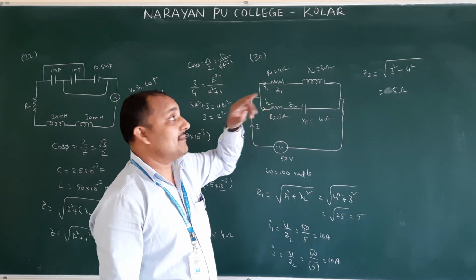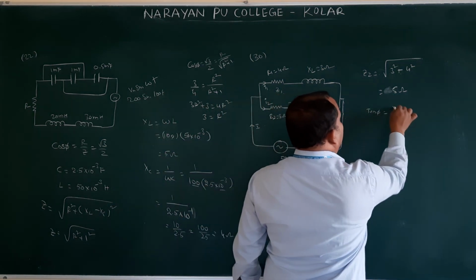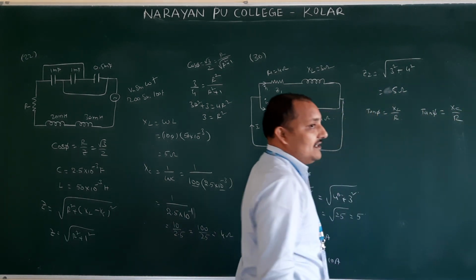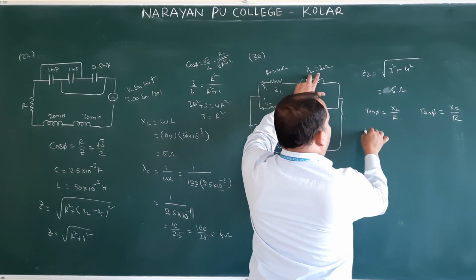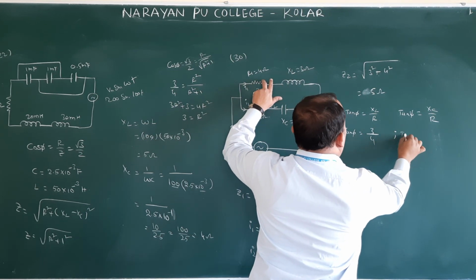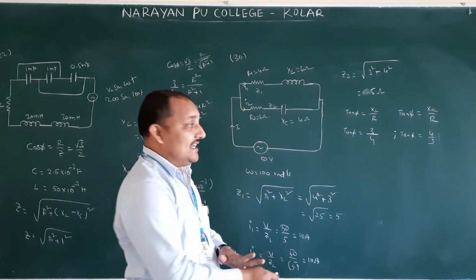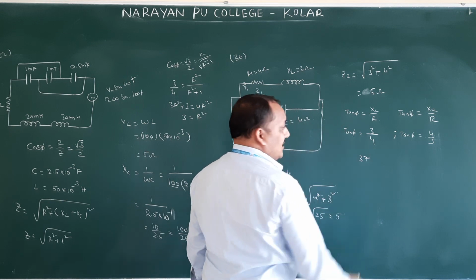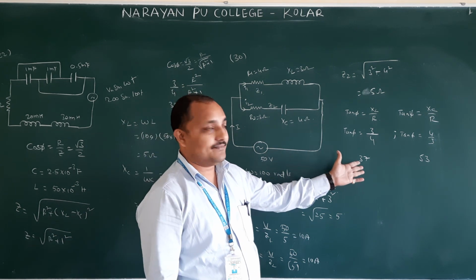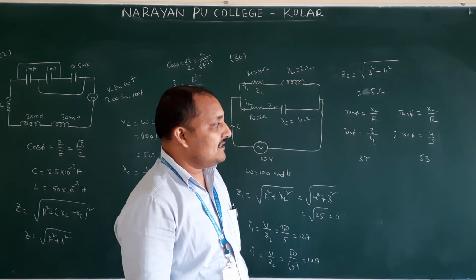Phase angle means, do you remember in the LR circuit and CR circuit we discussed phase? Tan phi is equal to XL by R, tan phi is equal to XC by R. What is XL here? 3. Tan phi is equal to XL by R means 3 by 4. Here tan phi equal to XC by R means 4 by 3. Tan phi equal to 3 by 4 means what is the angle? 37 or 53? Just check with sin 37 by cos 37. I think 3 by 4 is 37, and 4 by 3 is 53.